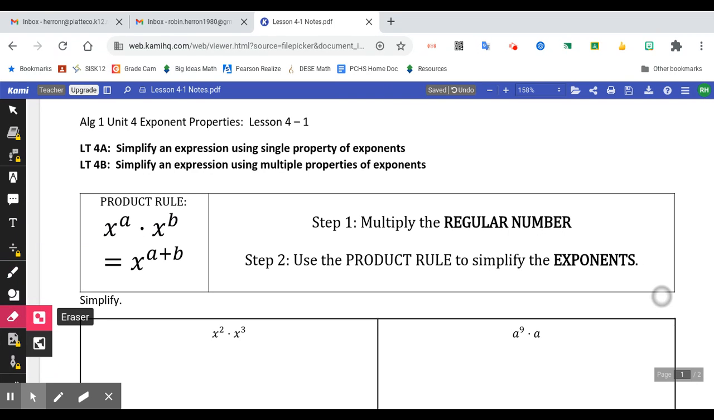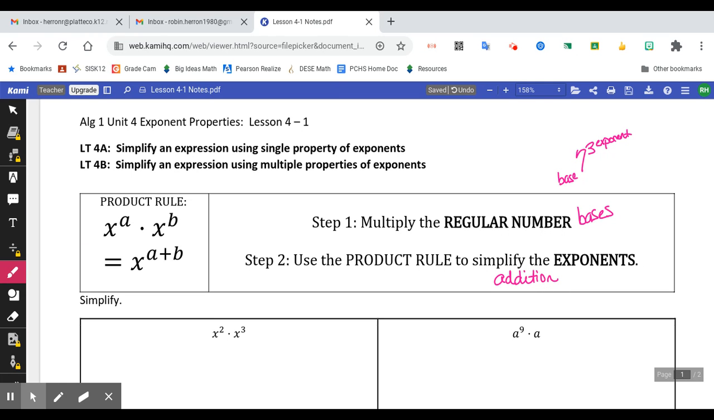The first thing I want to look at is called the product rule of multiplication. Step one is to multiply the regular numbers, or in our case, the bases. The base is the number that tells you what to multiply by. If I had 7 to the third power, 7 would be my base, and 3 would be my exponent, or my power. When we're multiplying the bases, we're actually adding the exponents. So this is going to be addition for those exponents.